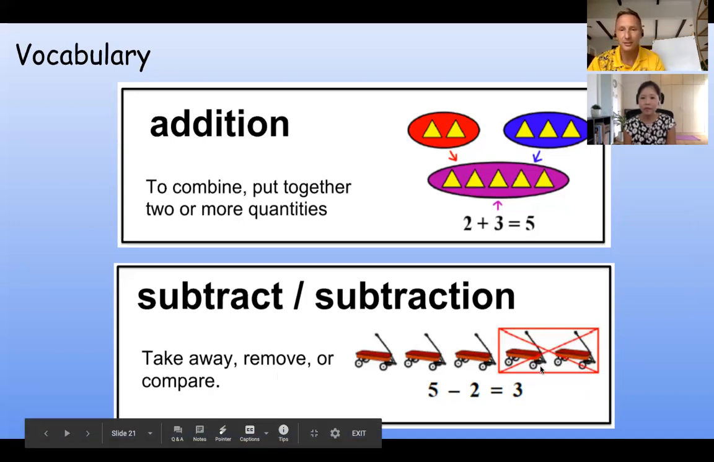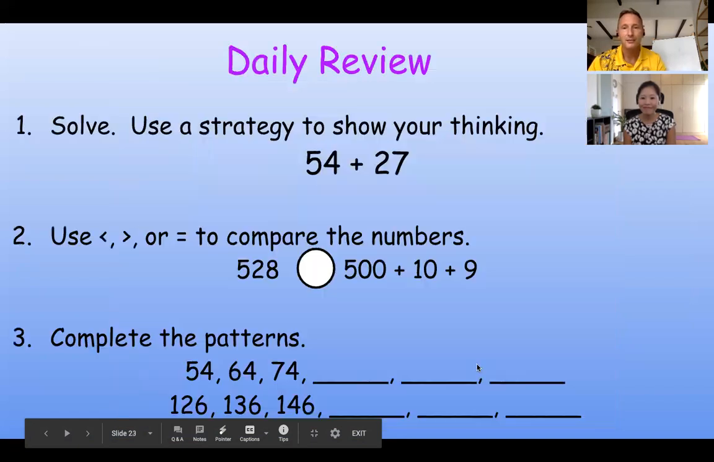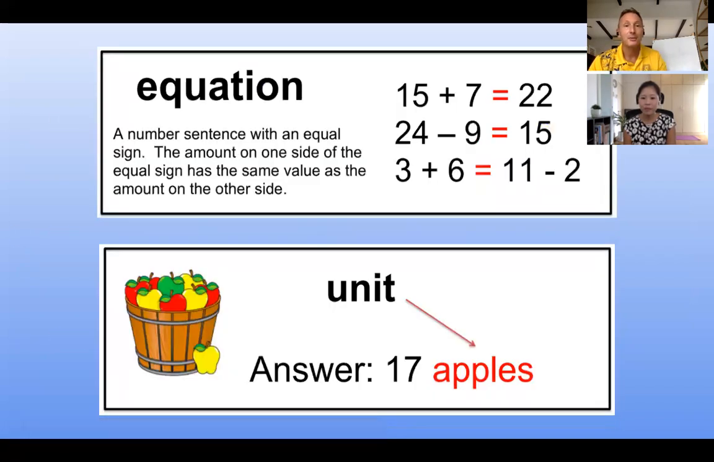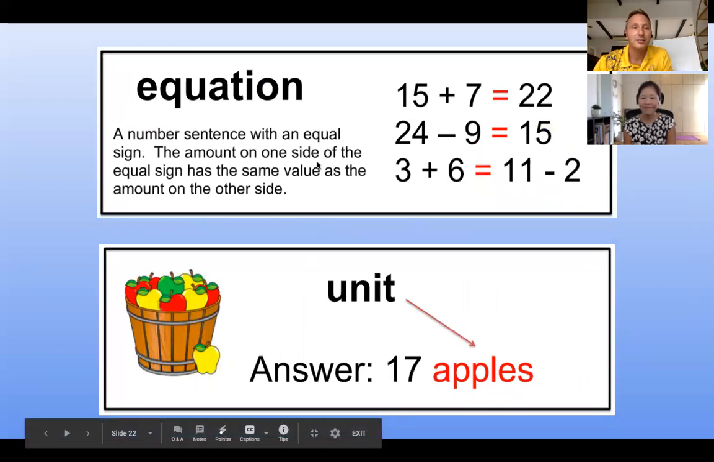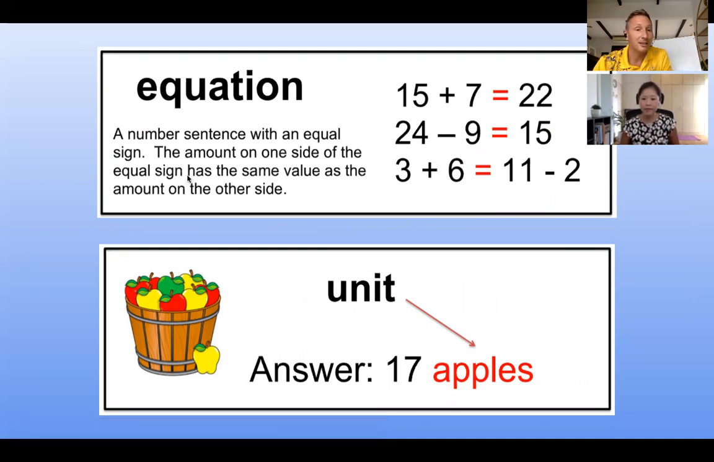So we have, looks like there's 5 wagons here. Looks like 2 are crossed off. So 5 minus 2 is left with 3 wagons there. And for our next one, we have the word equation. So an equation is a number sentence with an equal sign. The amount on one side of the equation, or the equal sign, has the same value as the amount on the other side. Right? So we know that word equation.